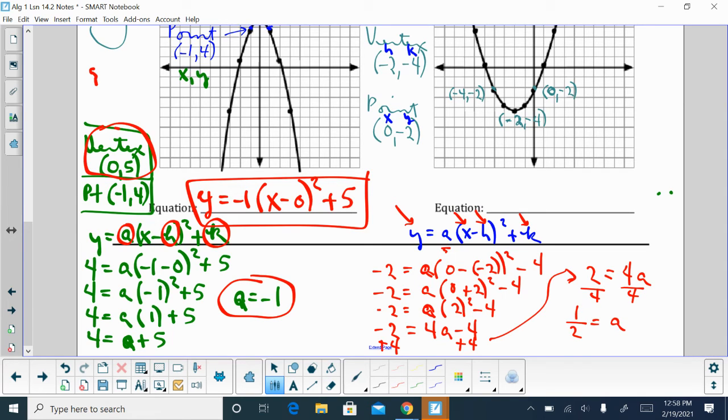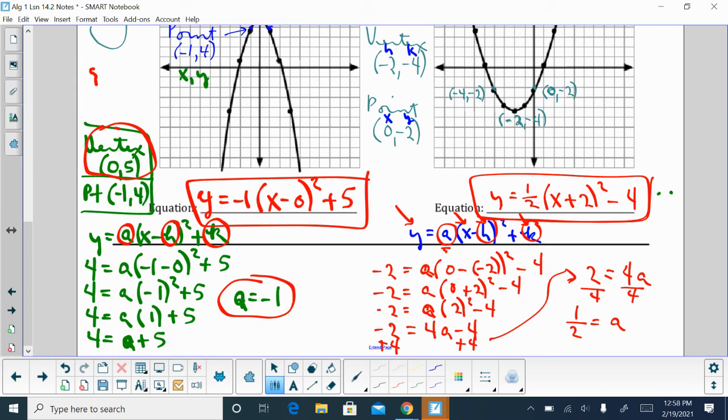Now plugging that in here, I want that vertex, and I want this a value to come up with the equation for our graph. So here we go. y equals 1/2 (x, in this case minus, a minus 2 becomes a plus 2) squared minus 4. And there we have it.